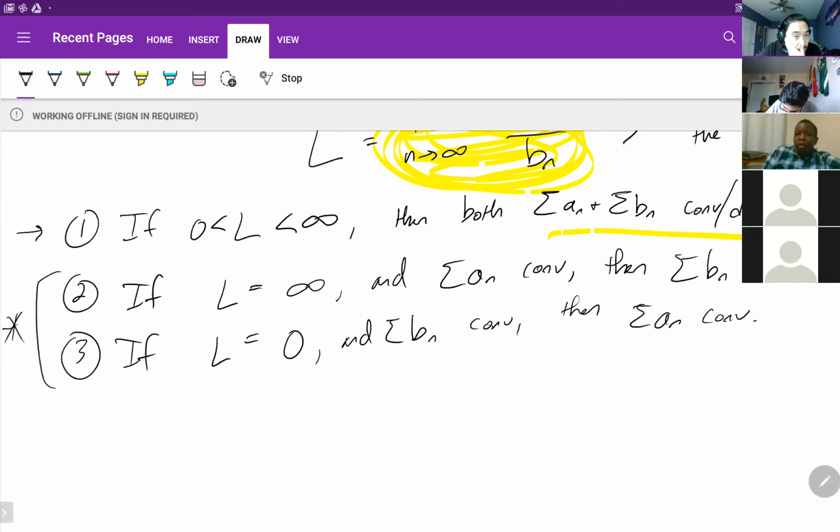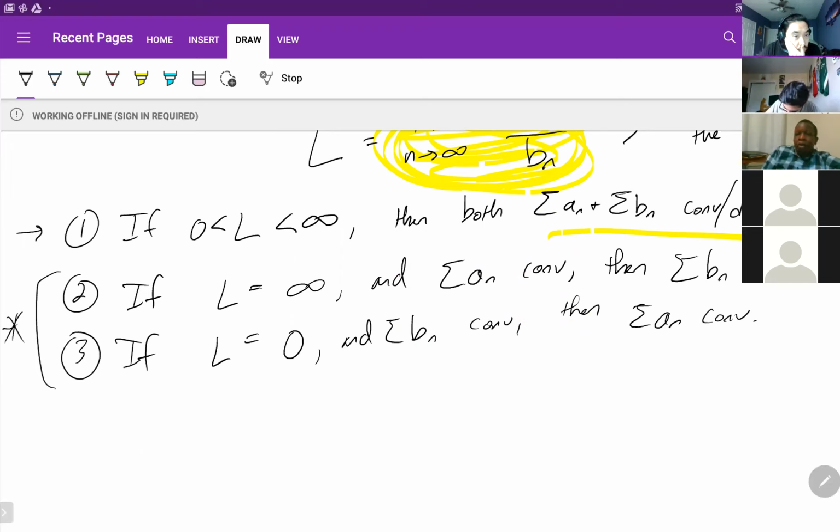The other two cases depend on how you define A and B. So the first case, it didn't matter how you define A and B, right? You could just choose one to be A sub n, the other one to be B sub n, take the limit, find a number. If it's a number, then they both do the same thing. With 2 and 3, it depends. So let me talk about case 2.